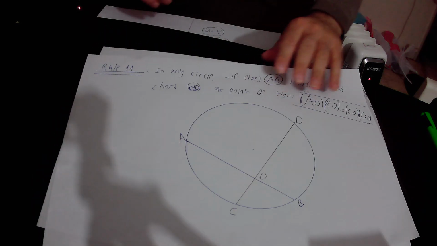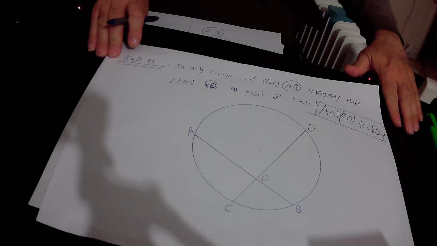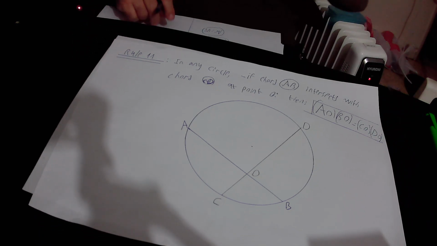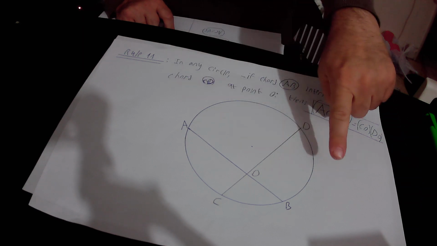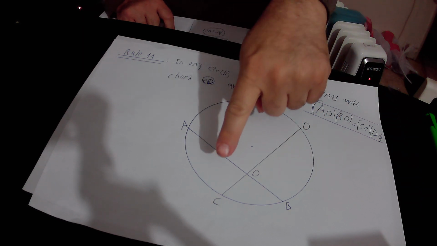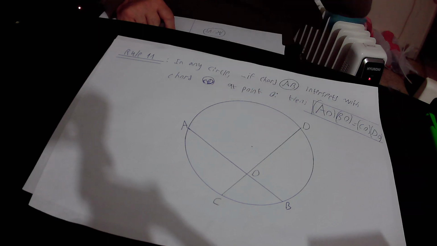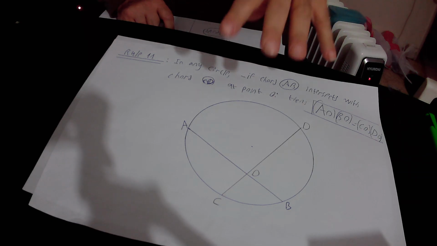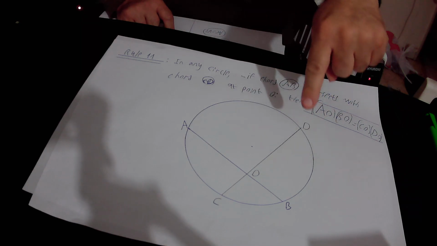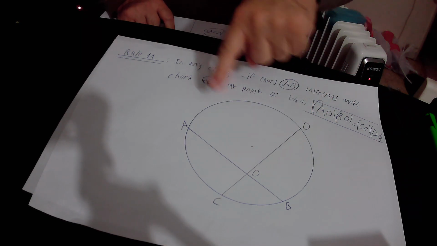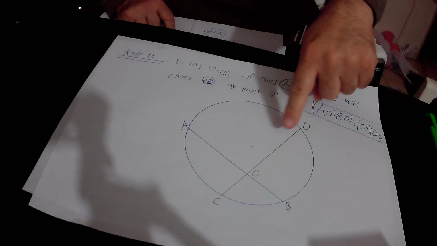According to rule number 11, if we have chord AB that intersects with chord CD at point O, so whenever we have two chords that intersect with each other inside the circle, like in this drawing, then the following equation will be true. AO times OB equals CO times OD. Again, AO times OB equals CO times OD.